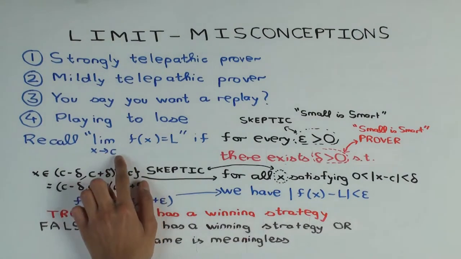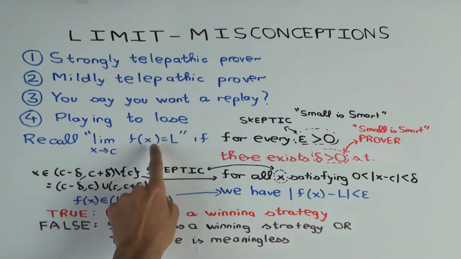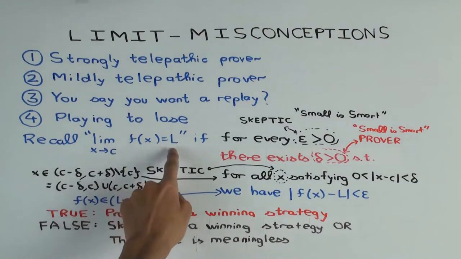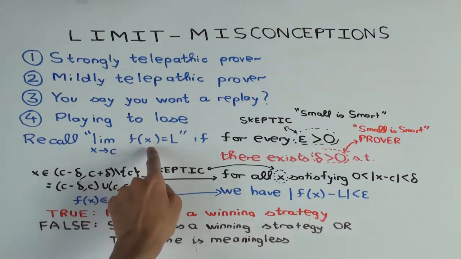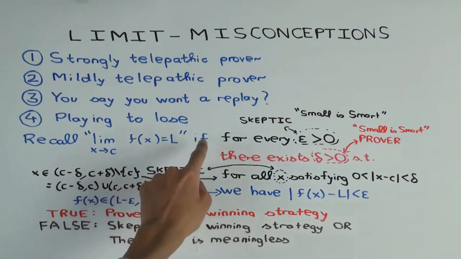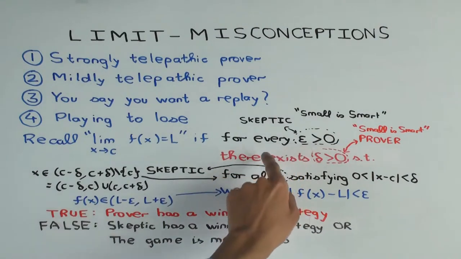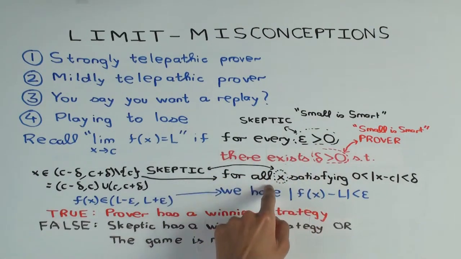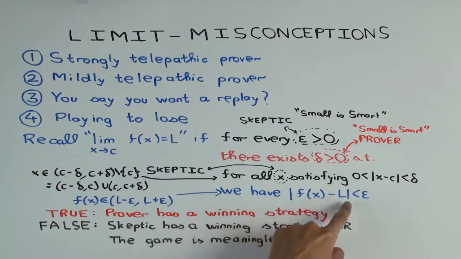The limit as x approaches c of f(x) is a number L. So c and L are both real numbers. f is a function, x is approaching c. And we say this is true if the following is true. For every epsilon greater than 0, there exists a delta greater than 0, such that for all x which are within delta distance of c, f(x) is within epsilon distance of L.